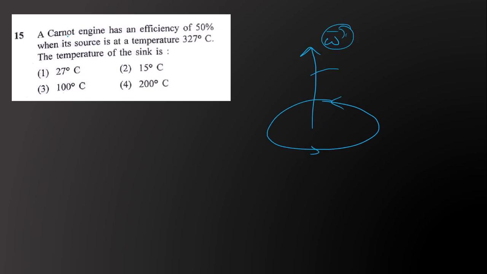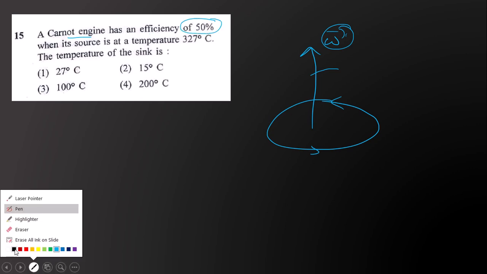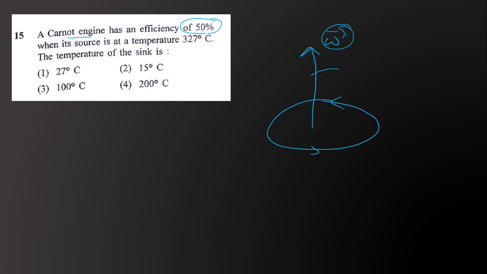Here it is mentioned that there is a Carnot engine, and this Carnot engine has the efficiency 50%. And this 50% efficiency is something that we get when the source temperature is 327 degrees centigrade, and we are supposed to find the sink temperature. Well, if I convert this into Kelvin, what I get is 327 plus 273, it is equal to 600.